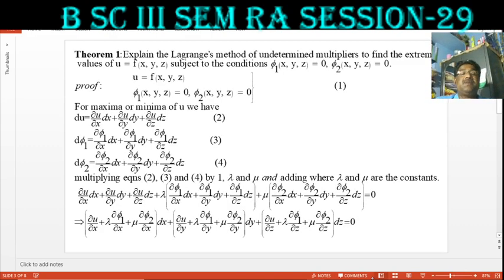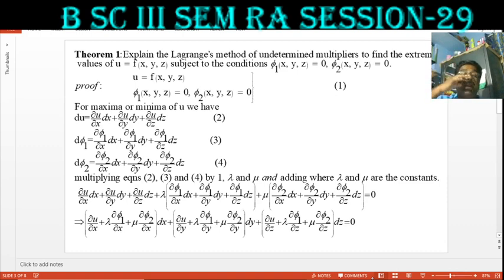Theorem 1: Explain the Lagrange's method of undetermined multipliers to find the extreme values of u equal to f of x, y, z subject to the conditions phi 1 of x, y, z equal to 0, phi 2 of x, y, z equal to 0. Proof: u is equal to f of x, y, z, phi 1 of x, y, z equal to 0, phi 2 of x, y, z equal to 0. You can call this equation 1.